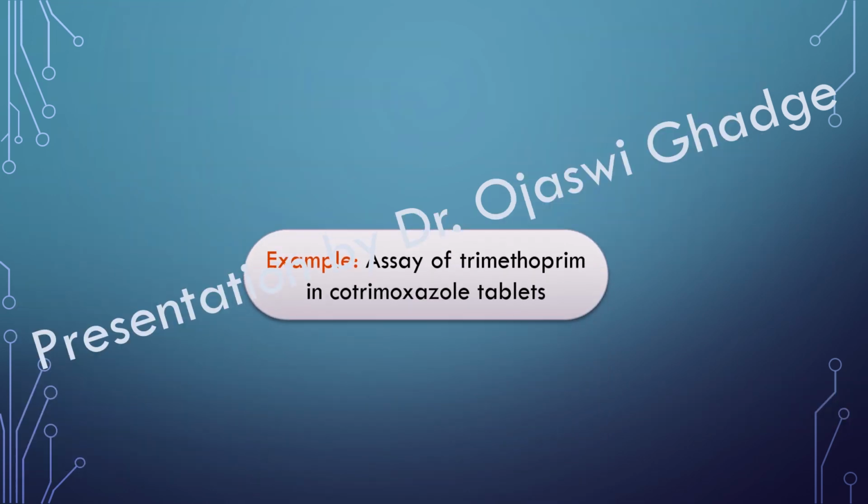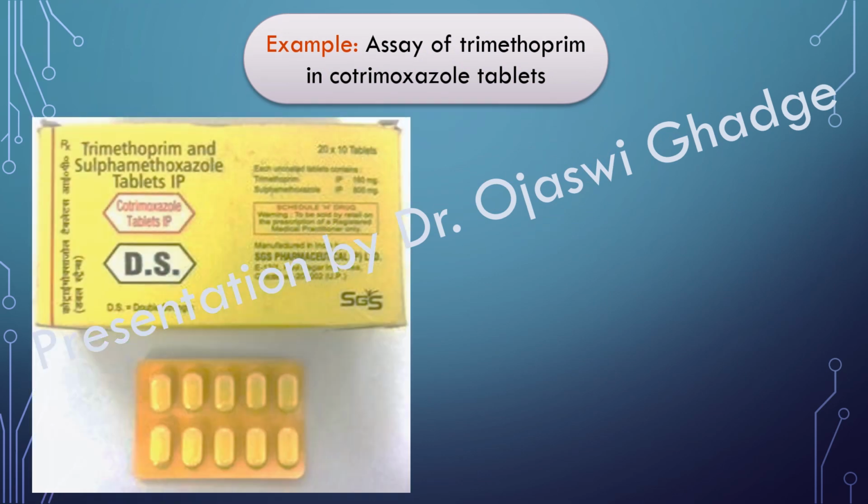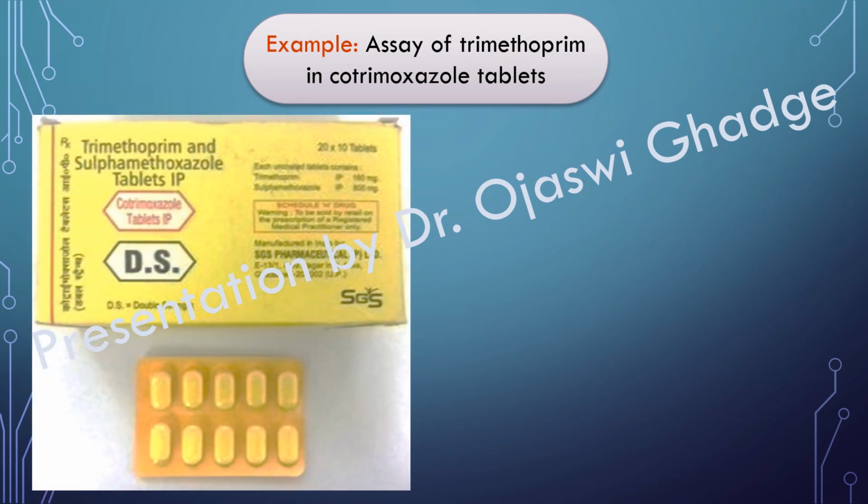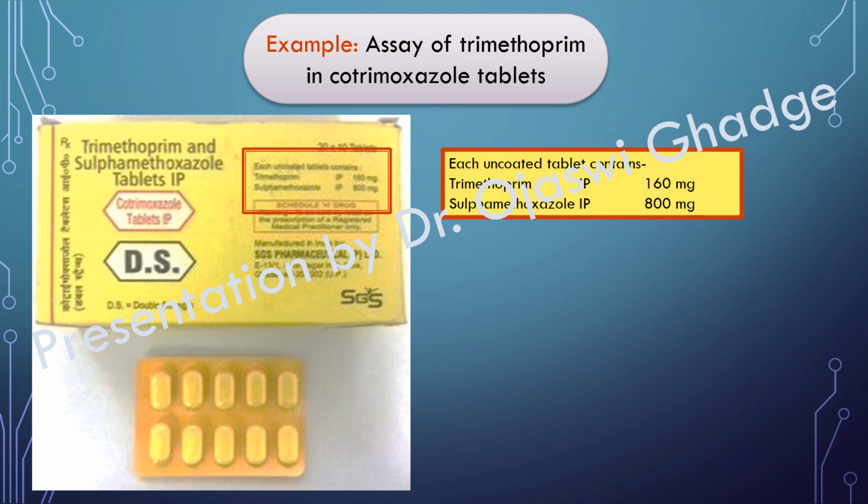Therefore, in this method we are learning the assay of trimethoprim in cotrimoxazole tablets. As we have already learnt, we will be separating both the drugs. This is the formulation of cotrimoxazole tablets. From these tablets we will separate trimethoprim and sulfamethoxazole from each other, and then we will take the absorbance of the trimethoprim solution at the lambda max of trimethoprim.